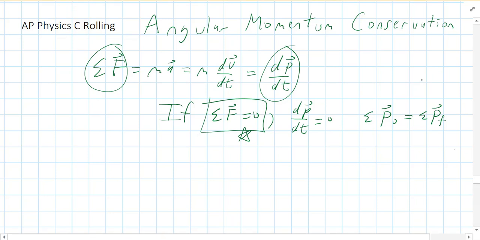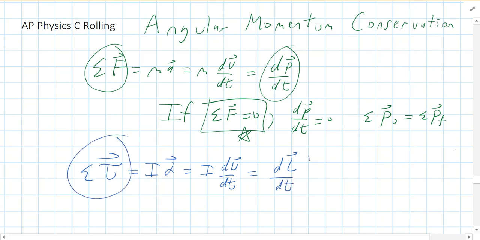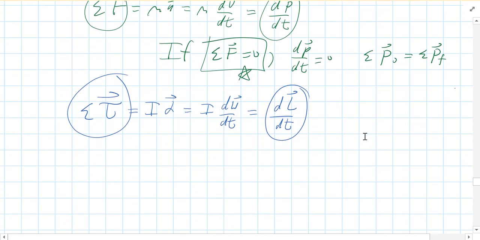Well, what does this have to do with angular momentum? Well, it's the same idea. The net torque on a system equals I times alpha, which is I times, well, what's alpha? It's the rate of change of angular velocity, which is dω/dt. But what's I times omega? Well, that's angular momentum, so this becomes dL/dt. So net torque is the rate of change of angular momentum, and you're going to actually use that in a couple of your book problems.